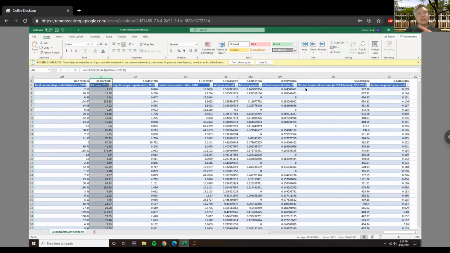But so here's the general count of all firms, and you can see that these are predicted by the US Census data, and that's why they're not whole numbers. And so I converted these into percentages. What percentage of firms are owned by women, owned by minorities, owned by veterans? So that was some of the work I was doing to get this data much more usable.